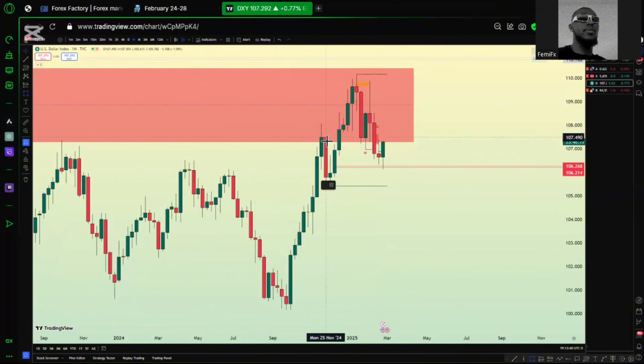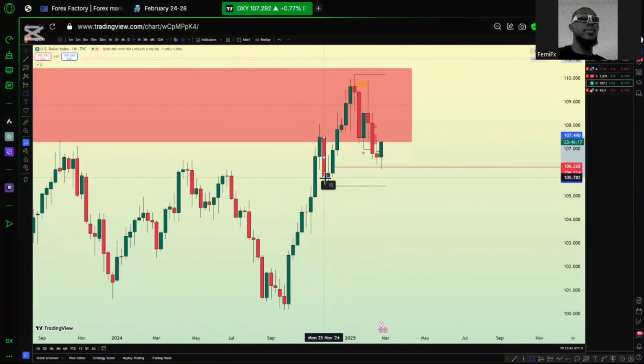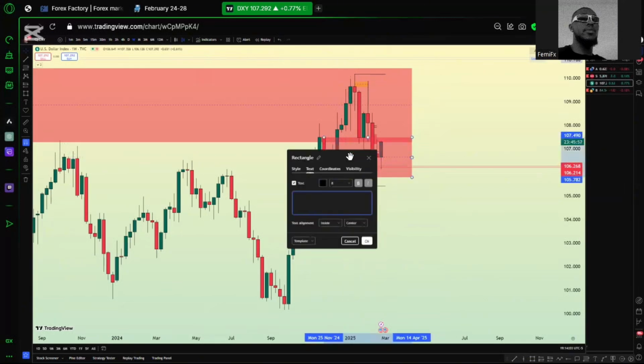So I'm just going to put my box on this order block so we can visually see the mean threshold of the order block and how price is doing a beautiful job at supporting that level. This isn't random. So 50% of this order block is called a mean threshold.